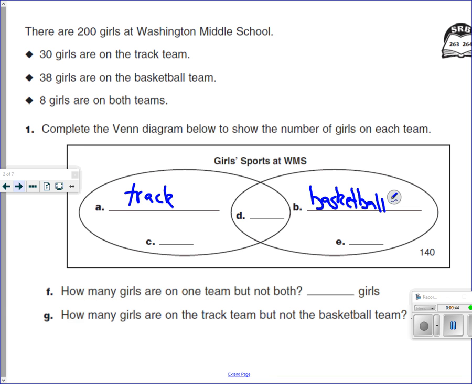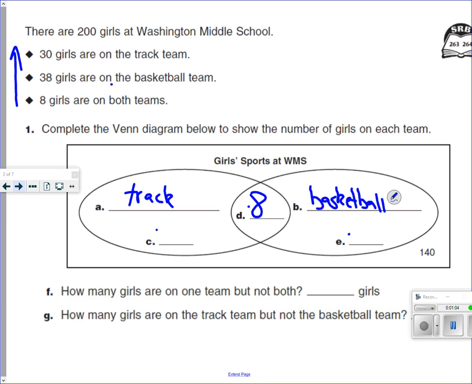I have to find out in these spots right here how many are in just track, how many are in both, and how many are just in basketball. When you're doing this, you're going to work from the bottom up. 8 girls are on both teams, so I'm going to put an 8 in the middle. That means 8 are in track and 8 are in basketball. So that leaves me with this.